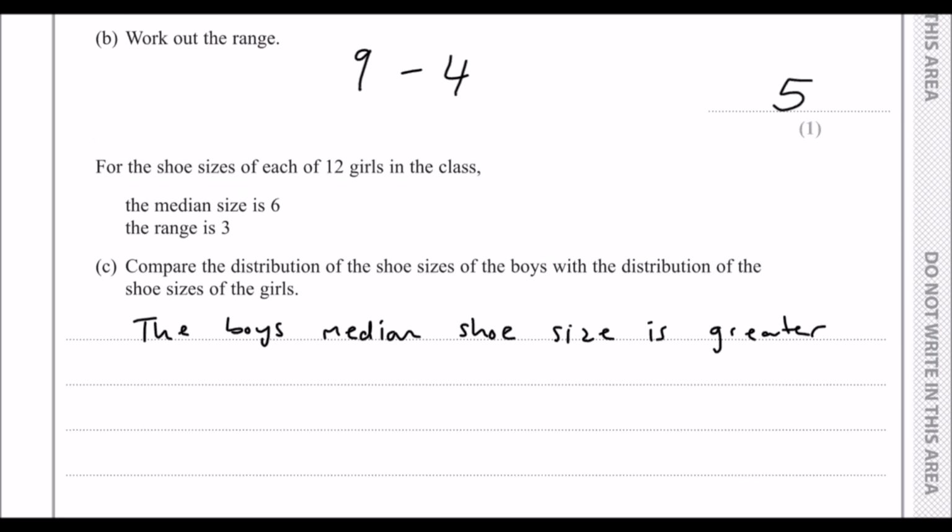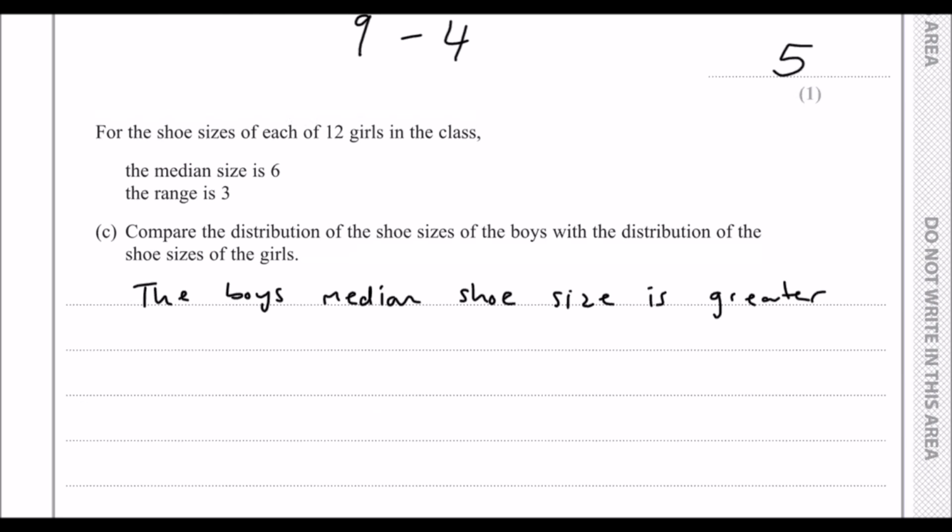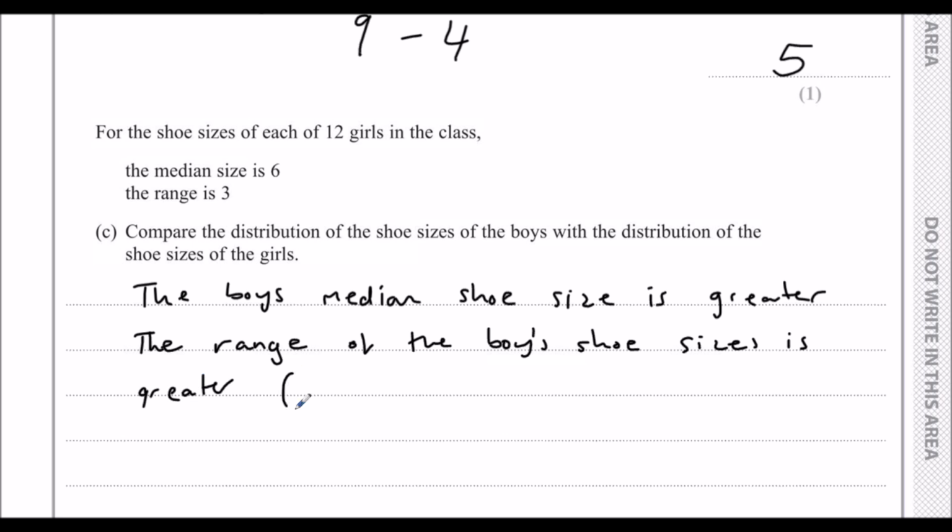And the range of the girls is 3. The range of the boys is 5. So the range of the boys' shoe sizes is greater, so they're more spread out.